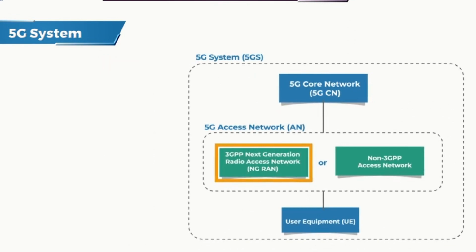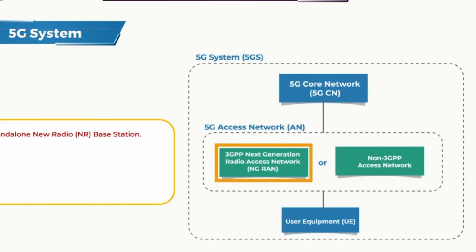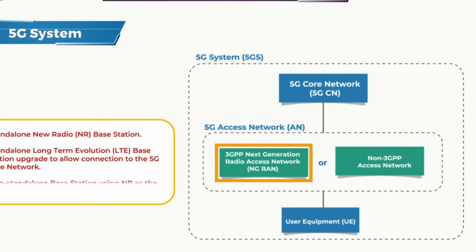Those are: first, a standalone New Radio NR base station. Second, a standalone Long Term Evolution LTE base station upgraded to allow connections to the 5G core network. Third, a non-standalone base station using NR as the anchor and LTE as an extension. A new radio base station is known as a gNodeB, whereas the LTE base station which has been upgraded to allow connectivity with the 5G core network is known as an enhanced eNodeB or a next generation eNodeB.